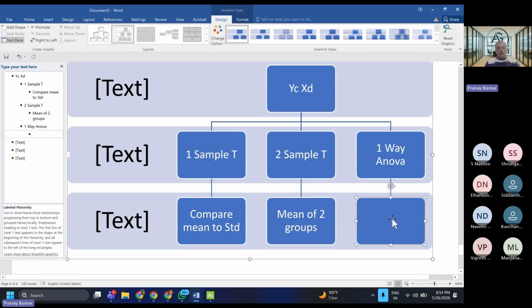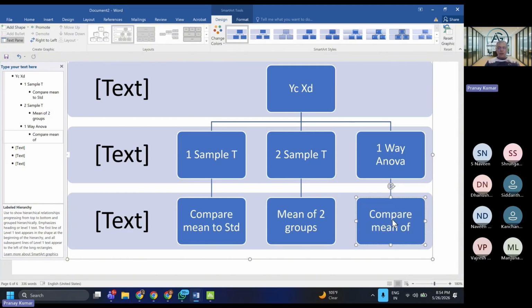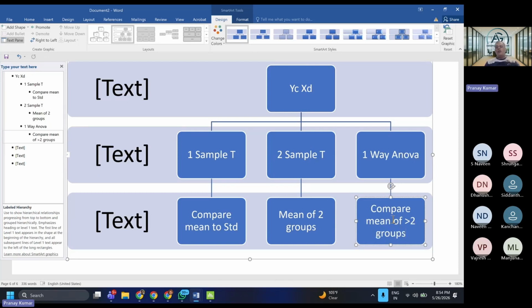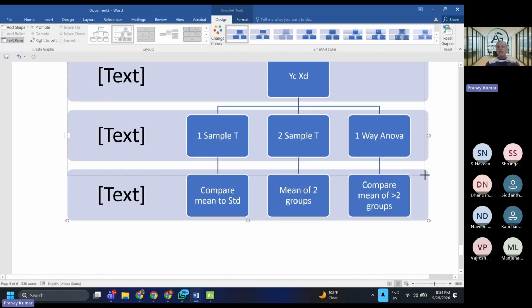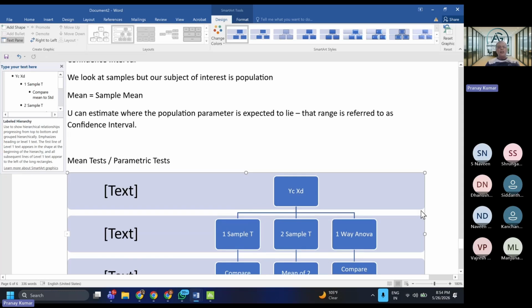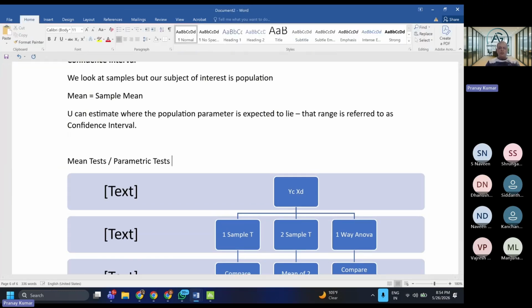Two sample T is used when you want to compare the mean of two groups to each other. If you are looking at comparing the mean of more than two groups, then you are looking at one-way ANOVA. Let's understand this. One of the basic prerequisites that we discussed was that data has to be normal. Correct, no? One of the basic logics is that Y is normal data.